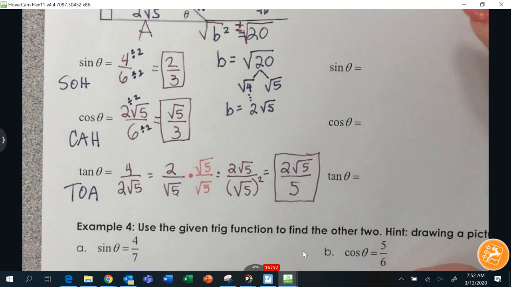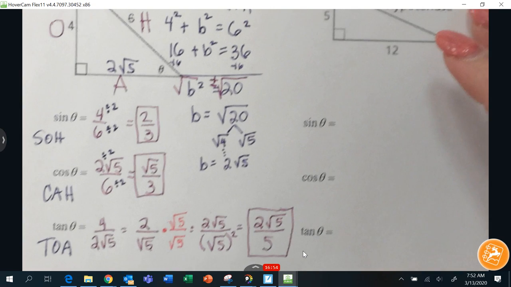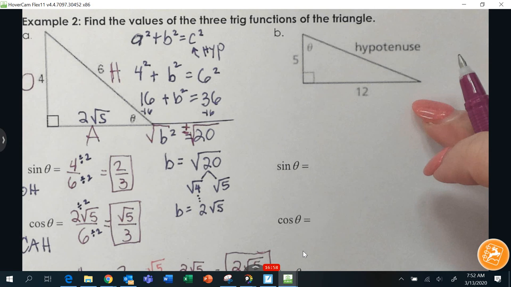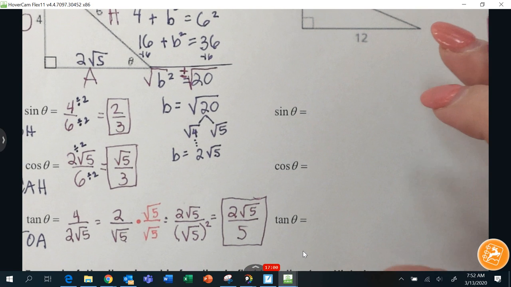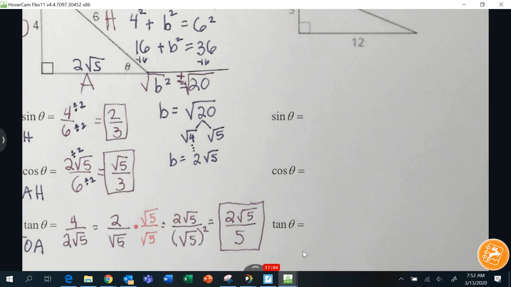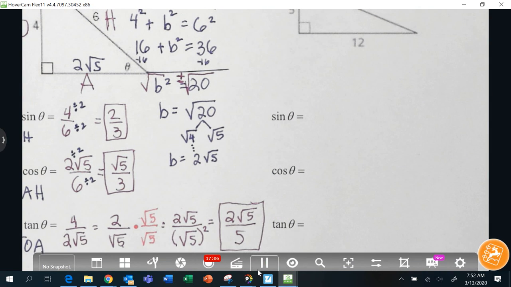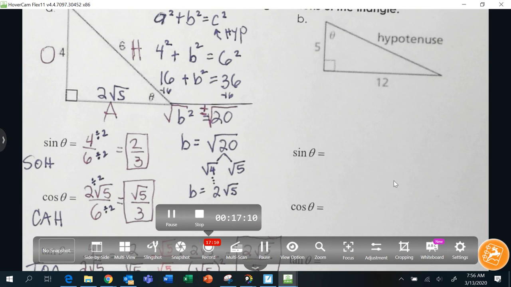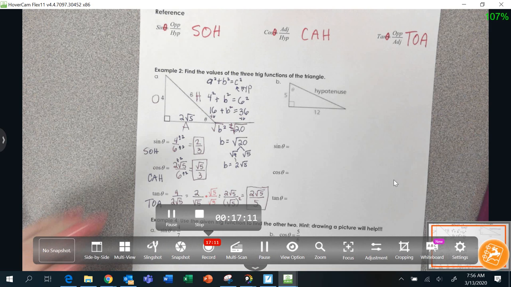Okay, I would encourage you to pause the video right now and see if you can do question B. I will do question B in a moment. Pause the video, see if you can do it on your own. All right. So for question B.